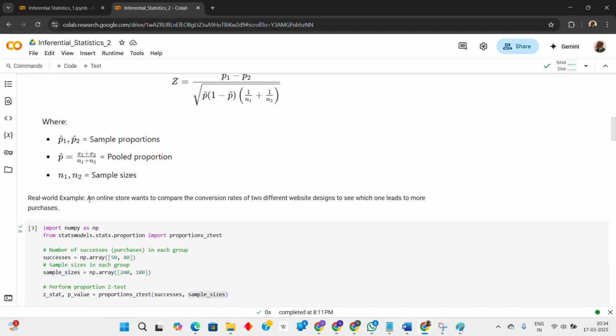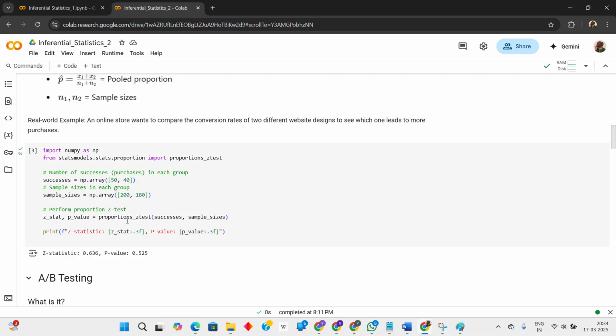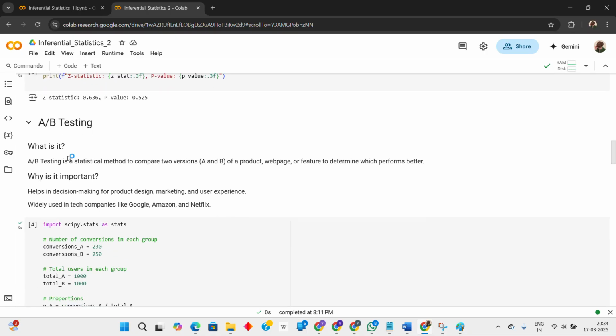A real world example is an online store that wants to compare the conversion rates of two different website designs to see which one leads to more purchases. If they have two different things and want to know which one is more leading, they want to know the proportion, and whenever the proportion is there, you can always go with the z statistic. Then A/B testing.